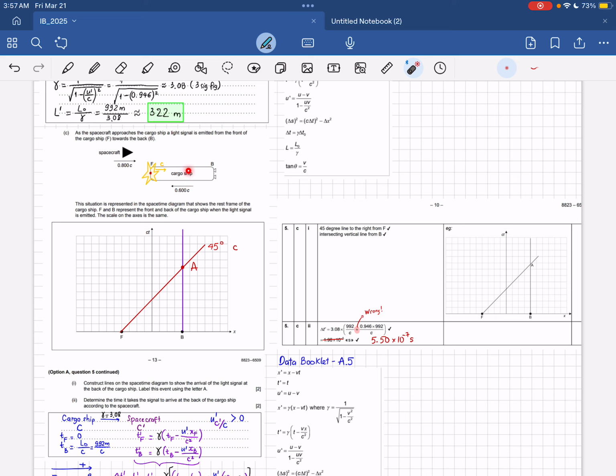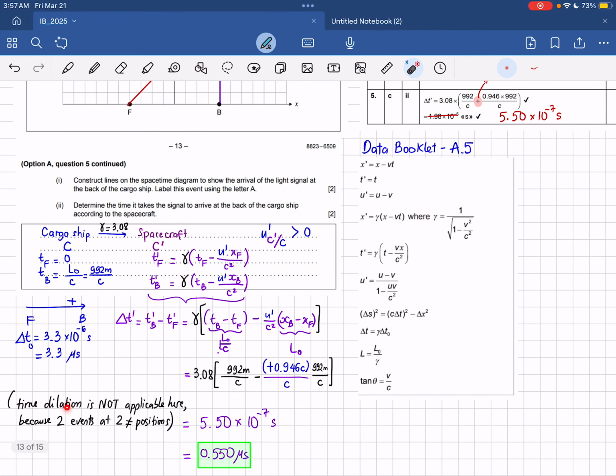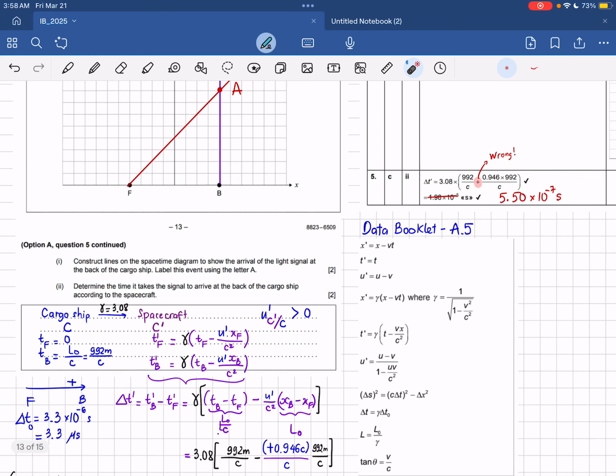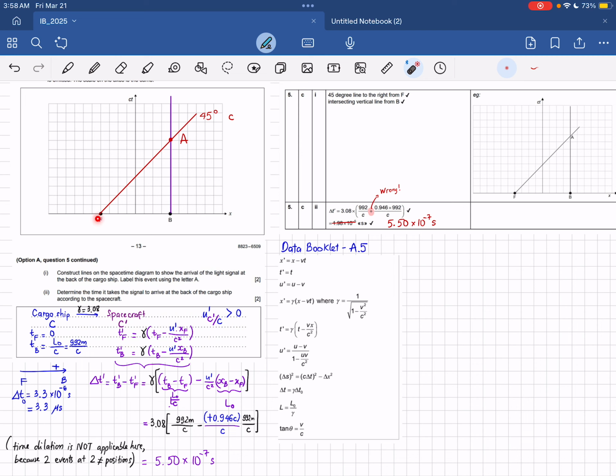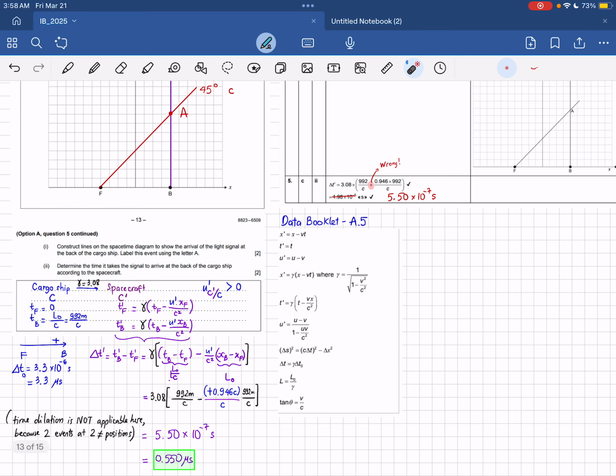So then the proper time should be in the cargo ship. And here I would have to say that we cannot apply the time dilation here, okay? Because basically the two events happen at two different positions. Why? Because the signal is first emitted at position F and then it arrives at position B at the cargo ship. So that would be two different positions at two different time points. That's why we cannot apply the time dilation here. And you can see why better at the end of this problem.